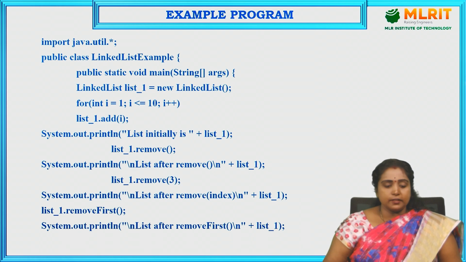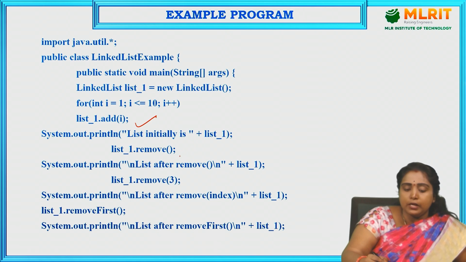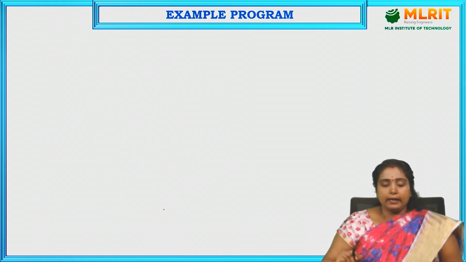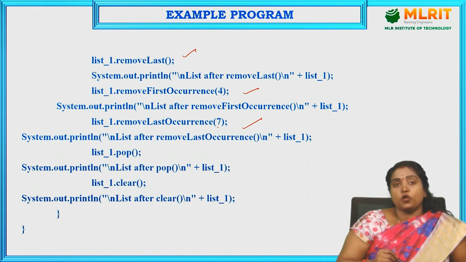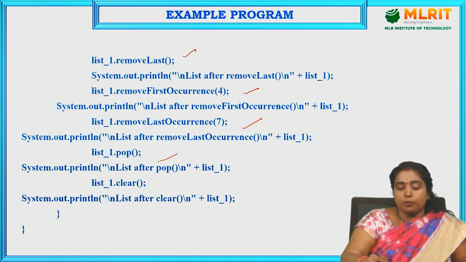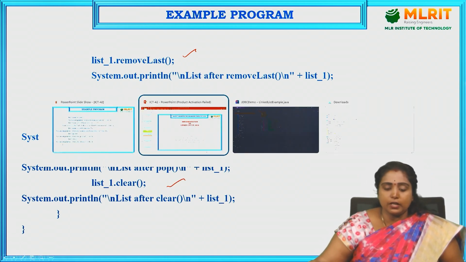So here is an example program. The same thing, I have added 10 elements, 1 to 10, in the linked list, and I have performed remove, remove of 3, and remove first element. Okay, and remove last element, as well as remove first occurrence of 4, remove last occurrence of 7, and pop and clear. So clear will delete all the elements from the linked list.